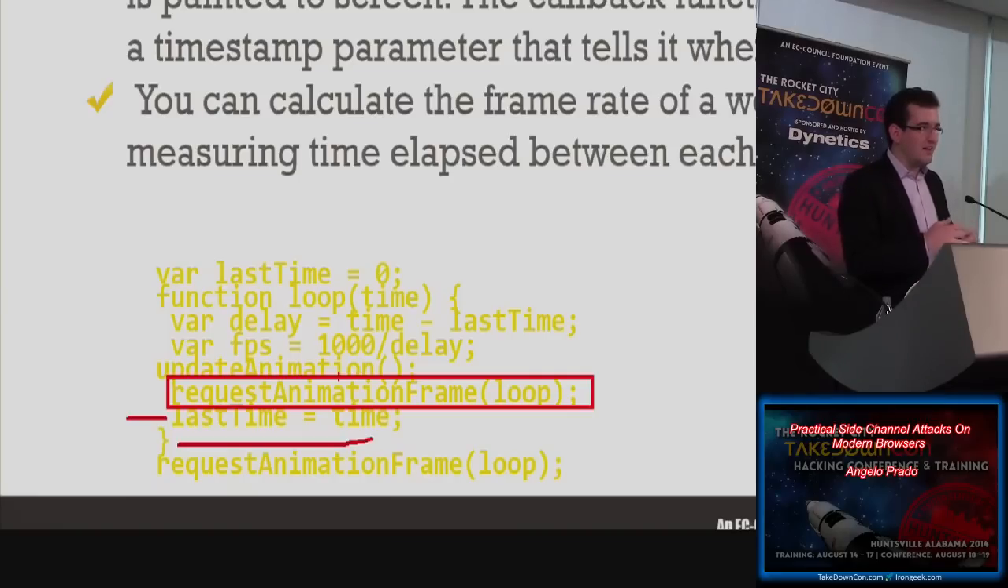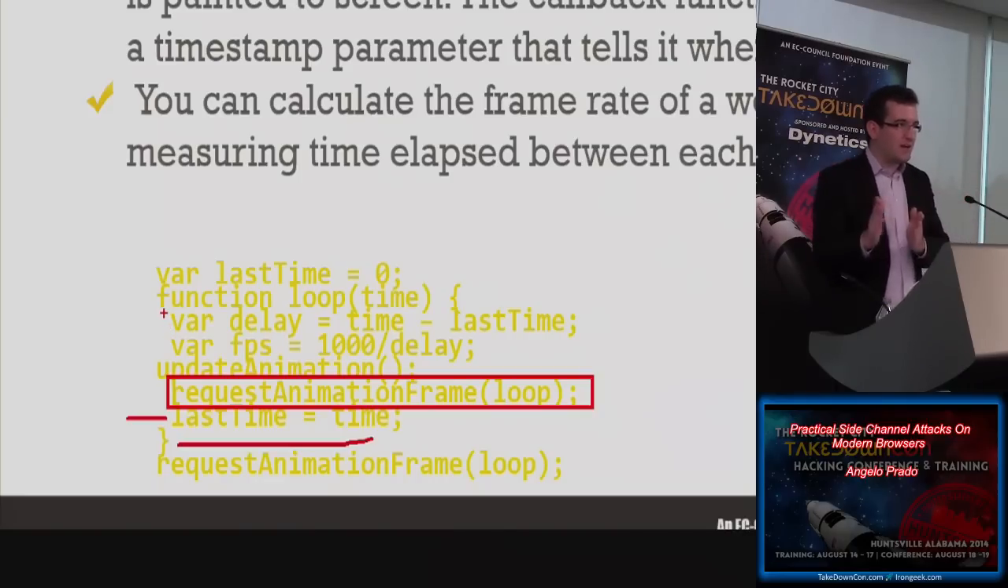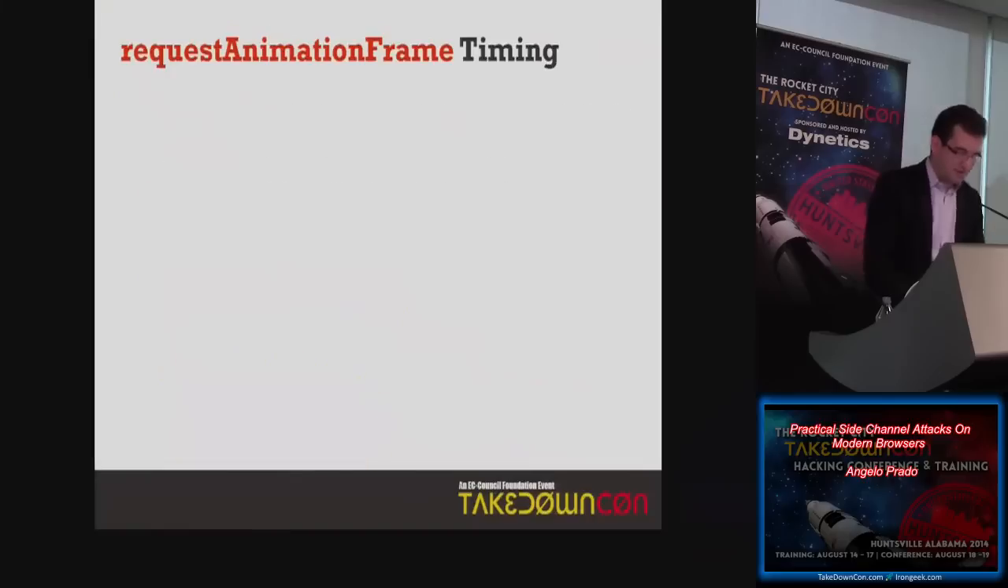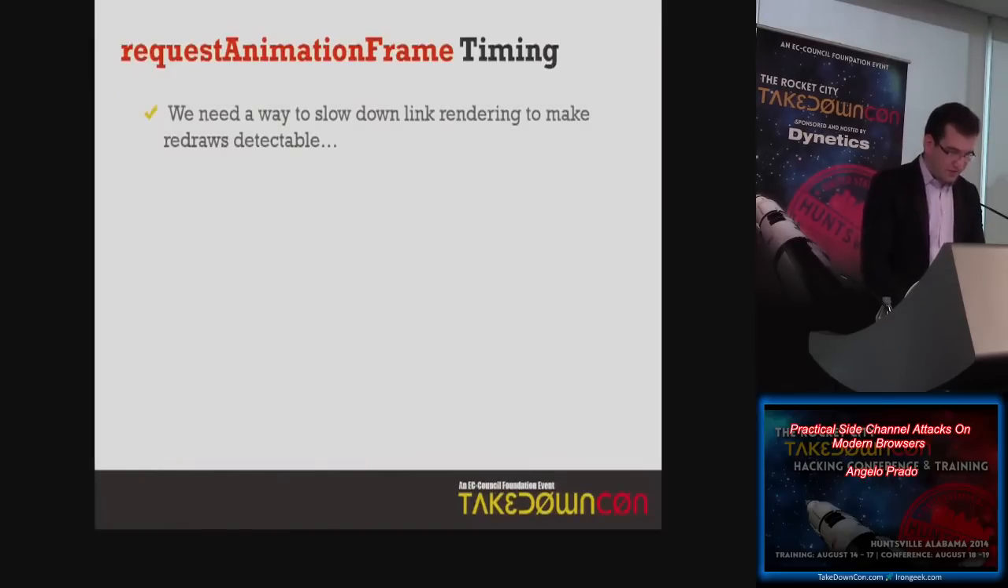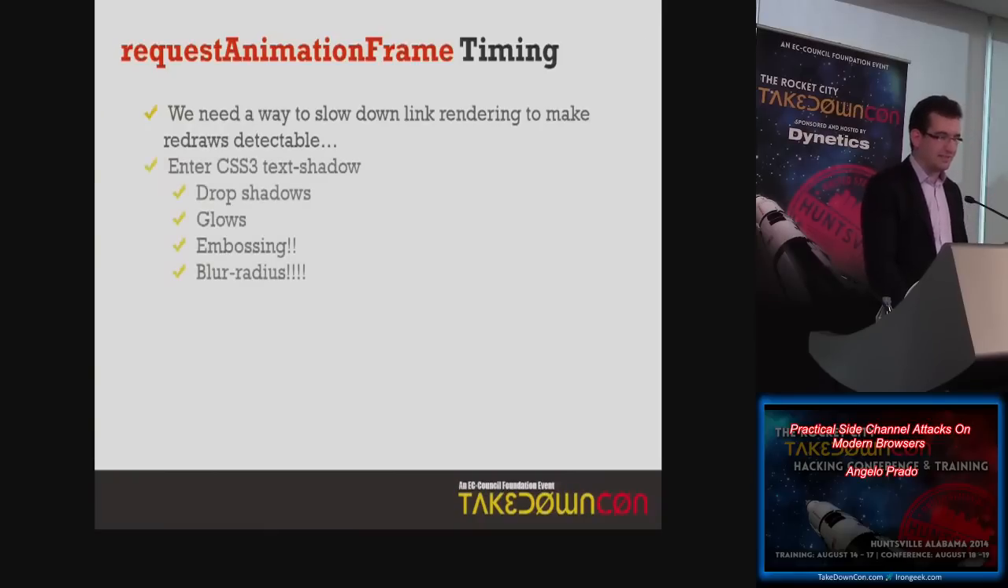So you can tell how much time was in between last time and delay, which is the initial last time, and in a rolling way, you can figure out how many frames you're rendering. So that is useful because we can slow down rendering with links. How do we do that?